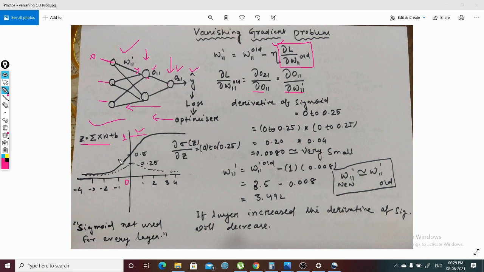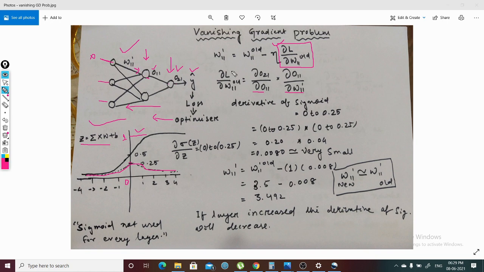Okay, and if you try to take the derivative, the derivative of the sigmoid function is nothing but this graph. So this graph basically ranges from 0 to 0.25. So the derivative of the sigmoid activation function ranges from 0 to 0.25. It is practically proven also.